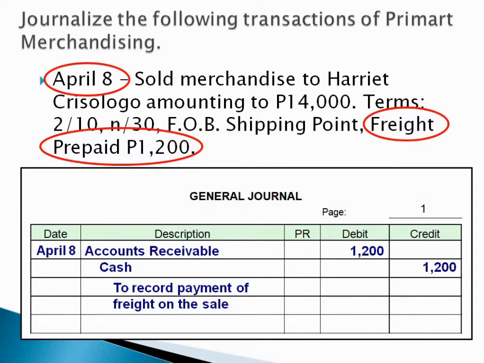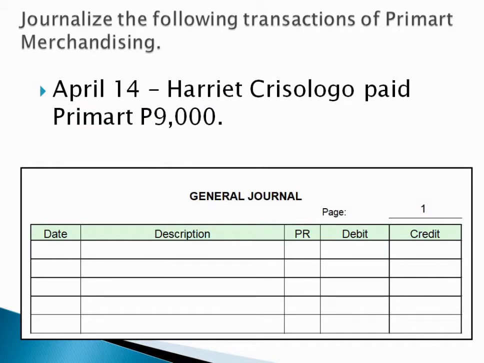Now, let's continue with the next transaction of Primark, still with Harriet Crisologo. April 14. Harriet Crisologo paid Primark 9,000 pesos. Obviously, this transaction decreased the cash of Harriet because she paid Primark. But since we are not on the viewpoint of Harriet but of Primark, which received the cash payment, instead of crediting cash to decrease it, we must debit it in order to increase by 9,000.